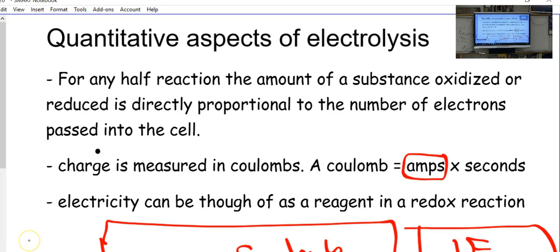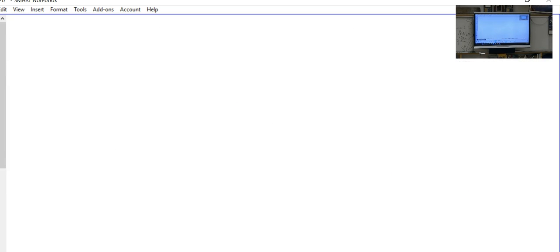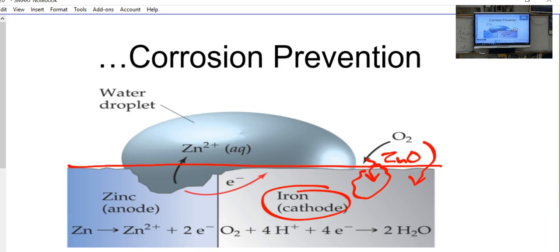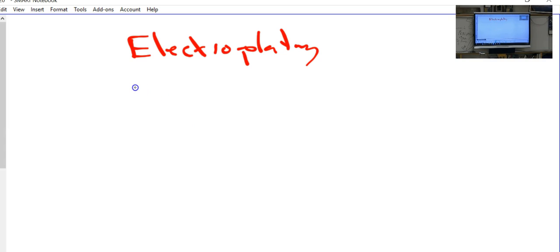Okay, now this, they always have one or two of these on the AP test, so be ready for this and the tests I'm going to give you. So, quantitative aspects of electrolysis. Hold on, this might be out of order. There is no slide on electrolysis. Okay. So let me talk. I must have deleted it because there was a slide on what's called electroplating. Electrolysis.